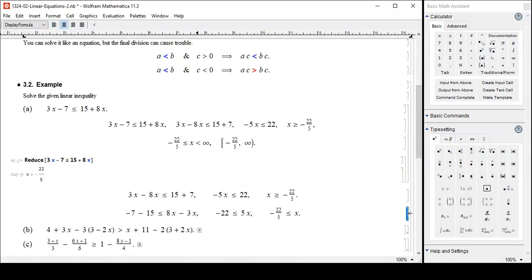Oh, one more thing. Once you have an inequality, you can express it in interval notation. Interval looks like this. Smaller number, comma, larger number. And then negative 22 over 5, x, and then it's less than infinity. Everything is less than infinity. So this inequality, this one here, is equivalent to that one down here, and can be rewritten in interval expression like this.